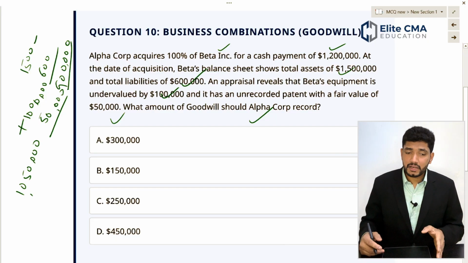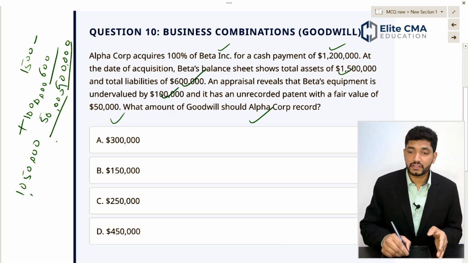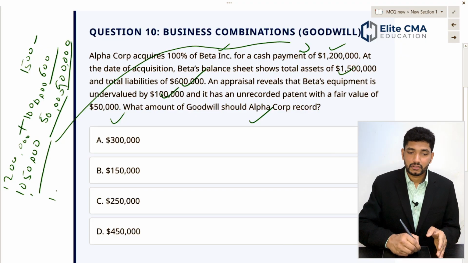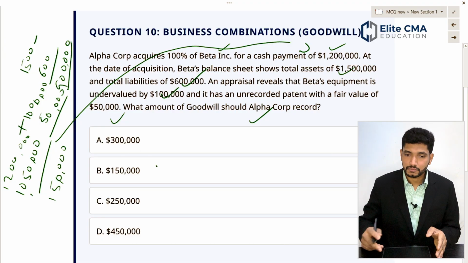For the 1,050,000 asset, how much did the company pay in total? It is 1.2 million paid. This difference you can consider as goodwill. In this case, it will be 150,000.